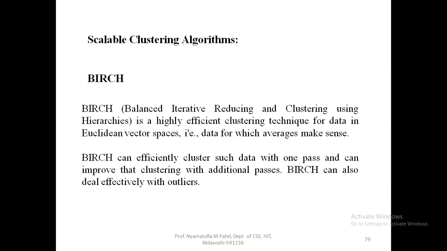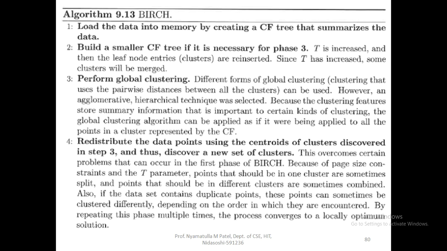BIRCH can efficiently cluster such data points with one pass. In one pass only, it can cluster all the data points and can improve the clustering with additional passes. BIRCH can also deal effectively with outliers. The BIRCH algorithm says: load the data into memory by creating a CF tree that summarizes the data, then build a smaller CF tree if necessary for phase 3, that is, T is increased and then the leaf node entries are reinserted. Since T has increased, some clusters will be merged.